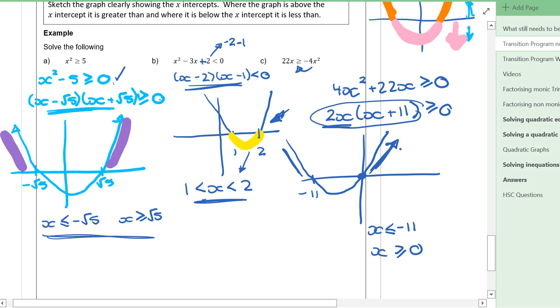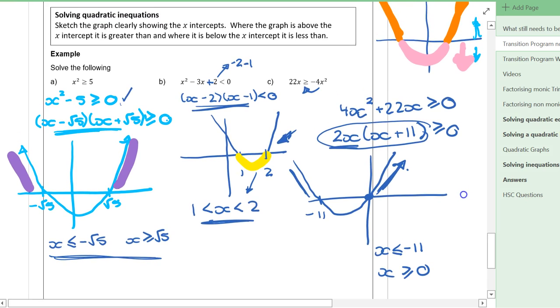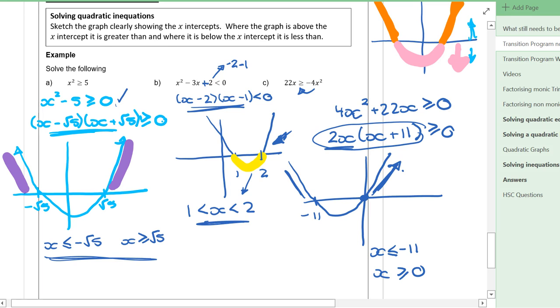So there are 3 great examples there to see how we solve a quadratic inequality. It says sketch the graph clearly showing the x-intercept, which we did. When the graph is above the x-axis, it's greater than, or where it's below, it's less than. So when you're doing your notes, to look back on how we did this is going to help you more than that sentence, but it's there to remind you.